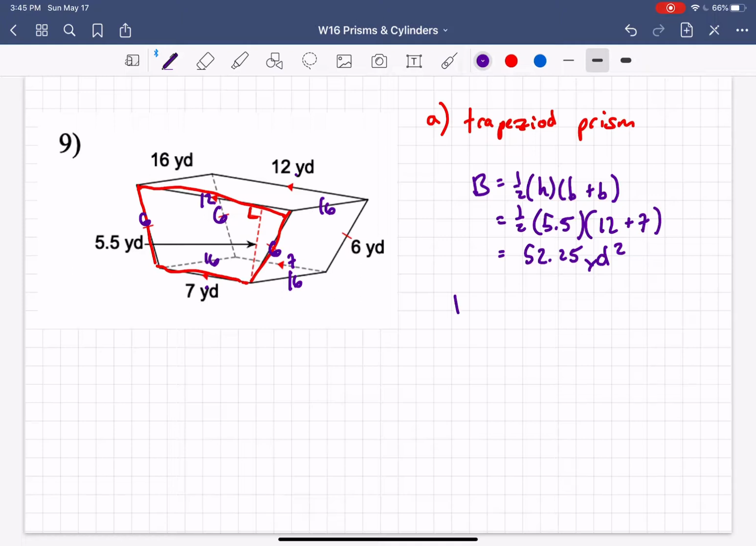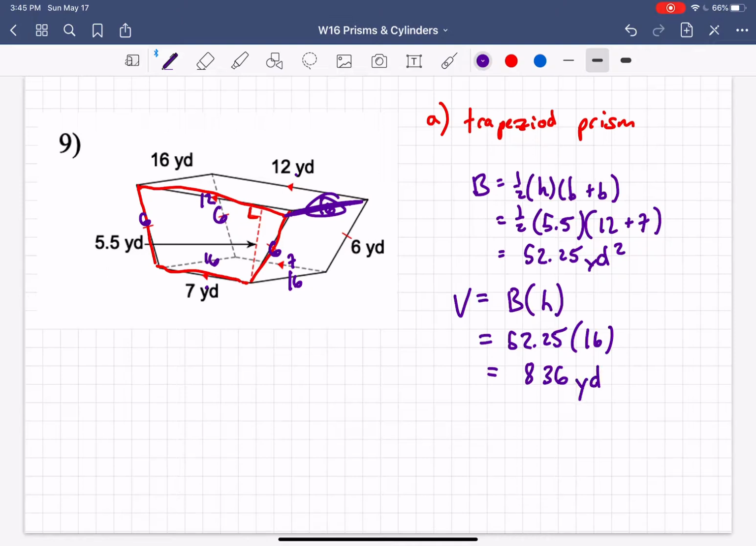And then to find the volume, we take the area of that trapezoid times the height of the prism. So that's 52.25, and the height of the prism is the 16, because it's coming perpendicularly off of the base, so 16. So then we get 836 as our answer, but we need that unit, which would be yards, and then with the cube because we're finding the volume. So we keep doing this no matter what the shape is. We do area of the base times the height of the prism.